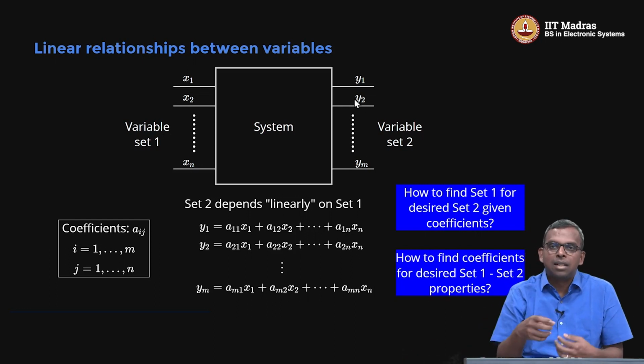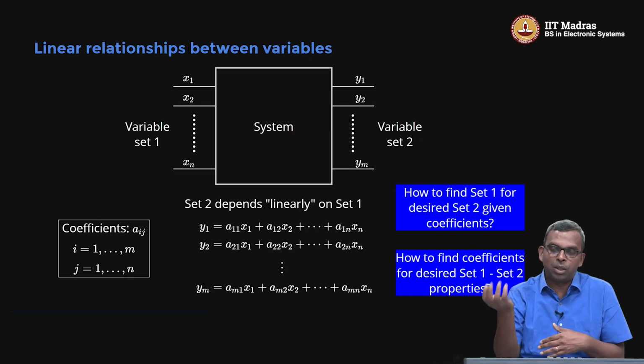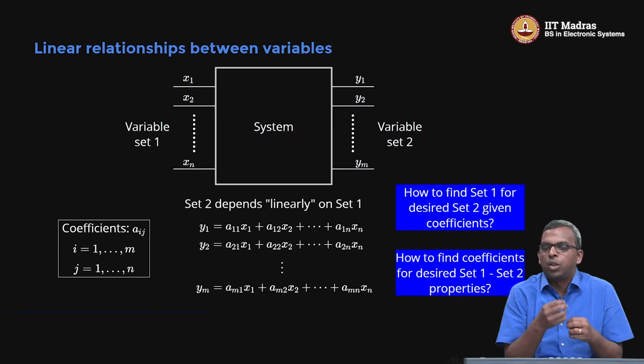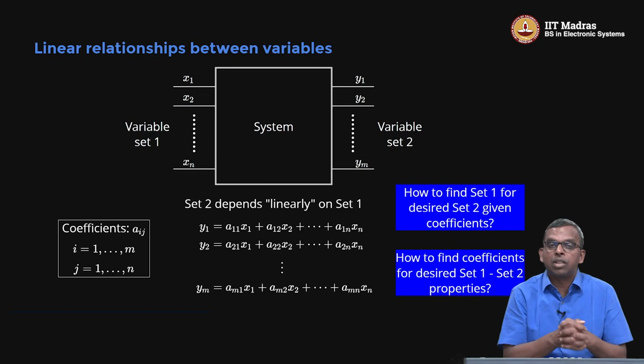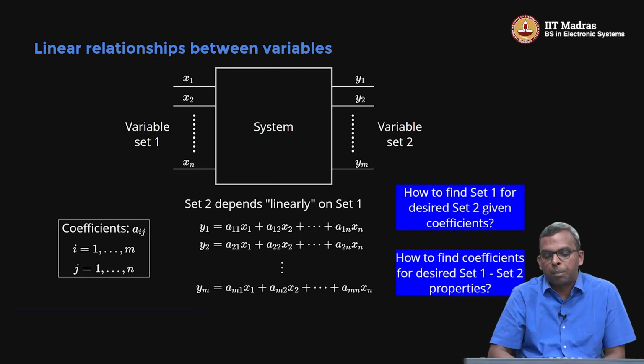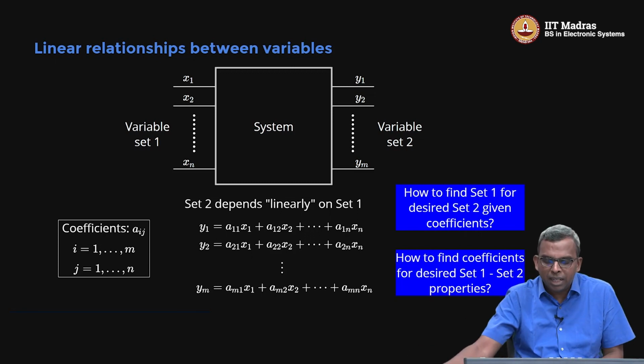The first one is sort of an analysis question, how to find set 1 given set 2. The system itself is given, you are trying to analyze and find something about it. The second one is a design question. How do you design the system coefficients to achieve a certain desired input-output relationship? Both these questions are very, very important, and both are slightly non-trivial, right?